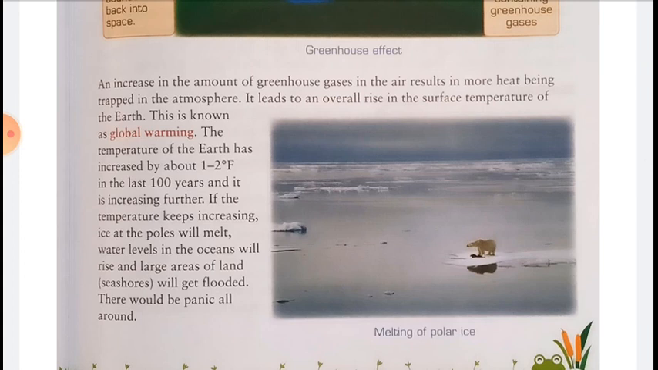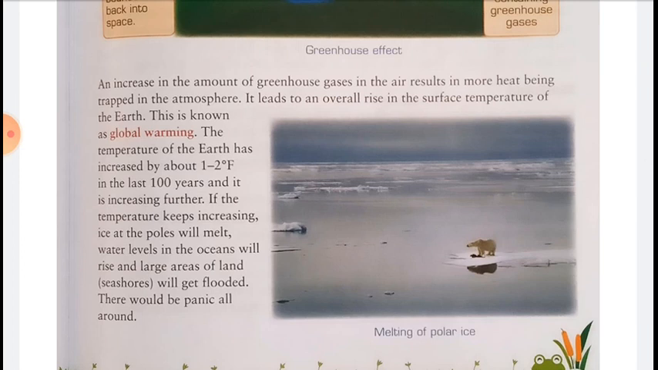An increase in the amount of greenhouse gases in the air results in more heat being trapped in the atmosphere. It leads to an overall rise in the surface temperature of the earth. This is known as global warming. The temperature of the earth has increased by about 1 to 2 degrees Fahrenheit in the last 100 years, and it is increasing further. If the temperature keeps increasing, ice at the poles will melt and the water level in the ocean will rise and large areas of land will get flooded.